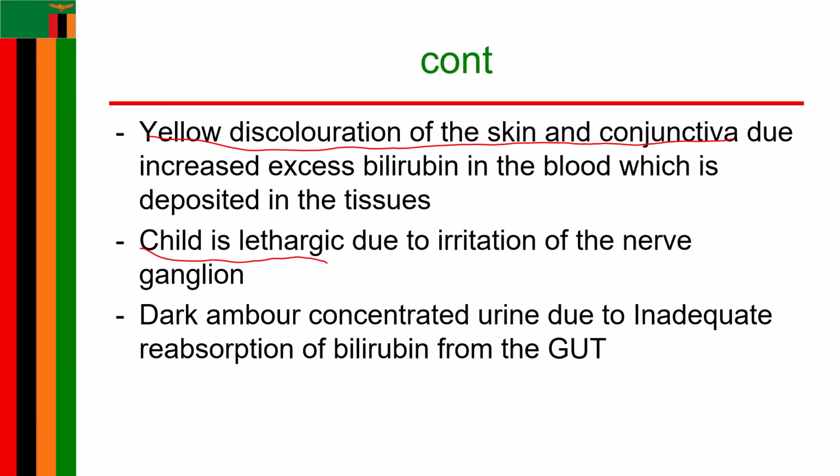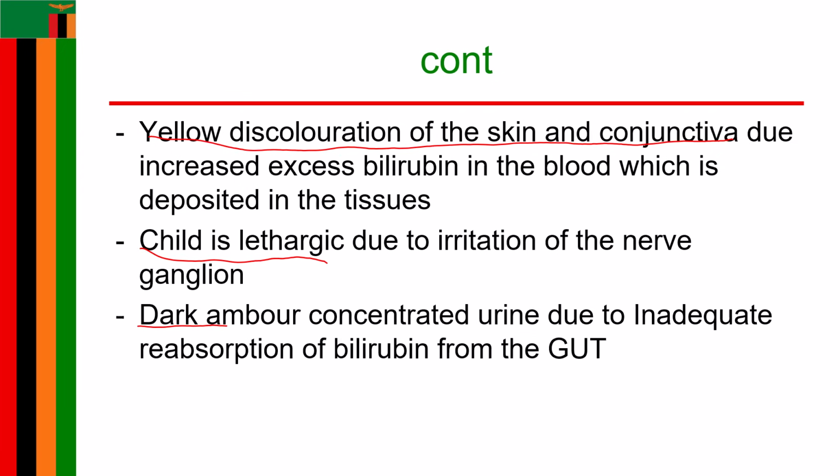Lethargy, this is due to irritation of the nerve ganglion, and this causes the child to be lethargic. In an adult, lethargy is what we call fatigue, but in a child we call it lethargy because the child can't say anything, you can't see it because there's no activeness. So all you will see is that this child looks like they are just sleeping, they can't wake up. Even when they wake up, they look very weak. So you interpret it as lethargy. This is just due to irritation of the nerve ganglion.